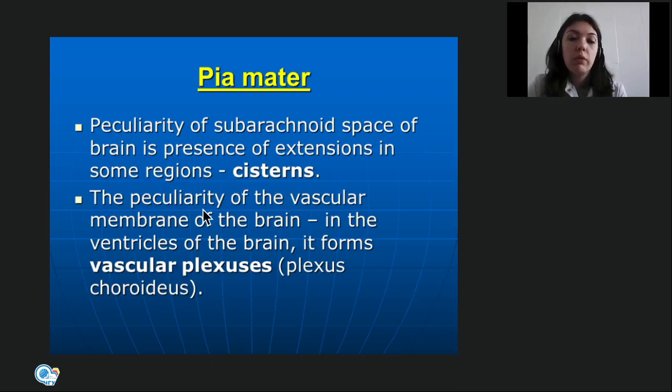The peculiarity of the vascular membrane, or pia mater, is that in the ventricles of the brain it forms vascular plexuses, or choroid plexuses. What do you mean it's the same in the spinal cord? What exactly is the same in the spinal cord? Meninges are the same, but there are no sinuses, there are no cisterns. Yes? What do you mean?